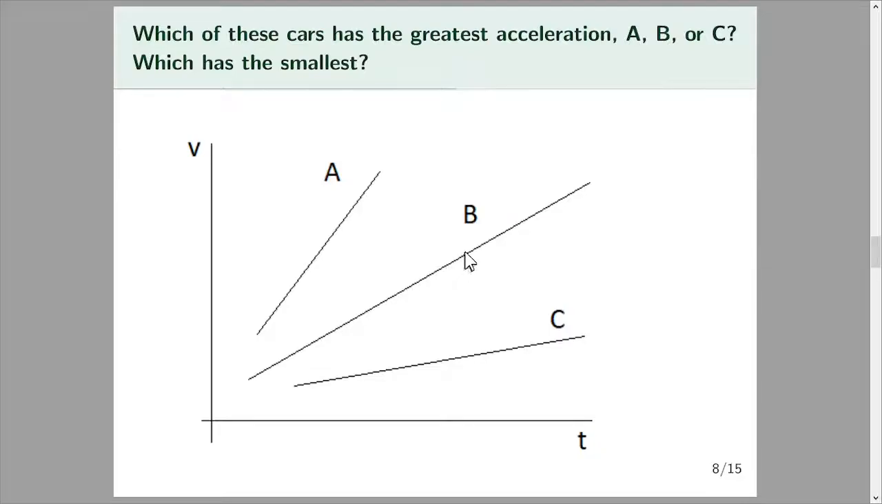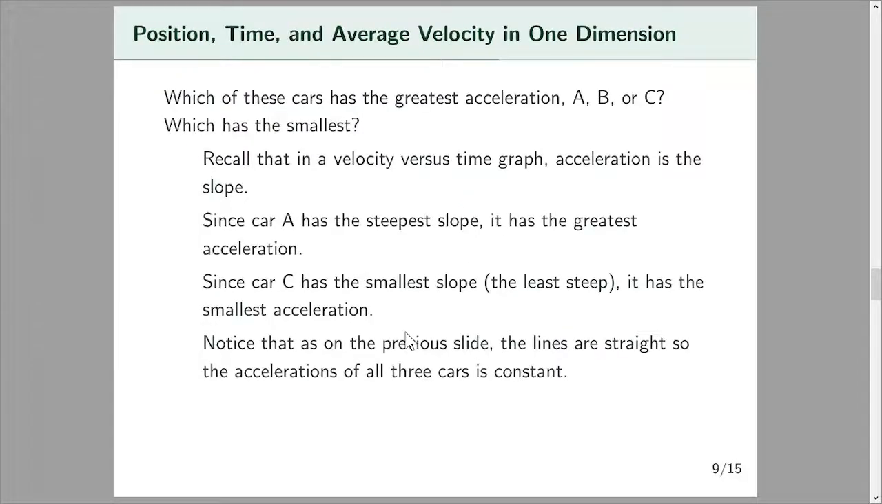This car's speed is changing a little less fast. This car's speed is changing less fast still. But all three of these cars are speeding up. Their acceleration is constant for each of them. They're all different, but they're constants, right? And they're positive. A is accelerating the fastest, B next, and C next, and so on. So recall that in a velocity versus time graph, the acceleration is the slope. Since A has the steepest slope, it has the greatest acceleration. Since car C has the smallest slope, it's got the smallest acceleration.